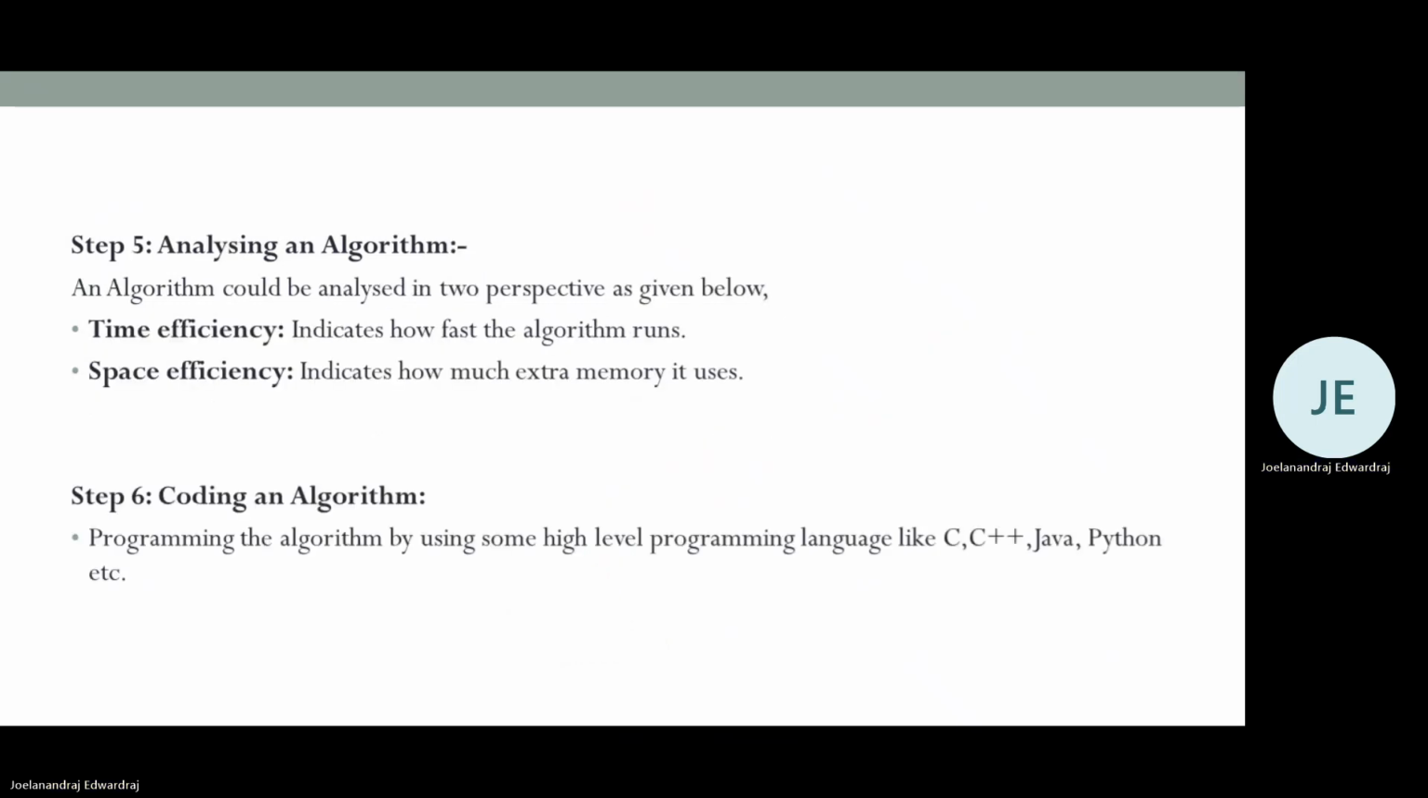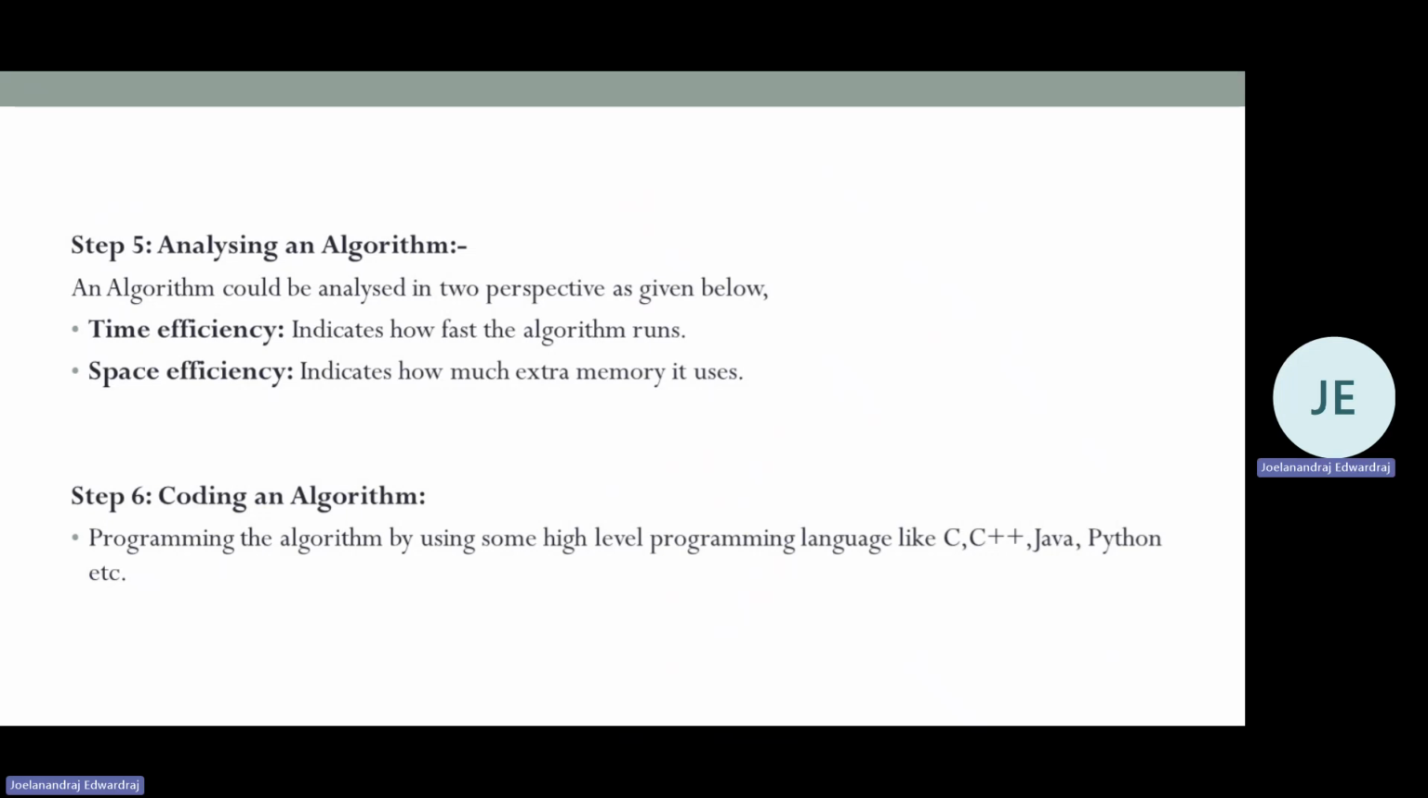Step 5 is analyzing the algorithm. We analyze an algorithm from two perspectives. One is based on time, the other is based on space. Apart from that there are many other things, but these two are mandatory. You have to understand these two first, and always look for them in your program also. It should consume less time and run fast. For space, it should not take any extra memory, so at the minimum it should take memory.